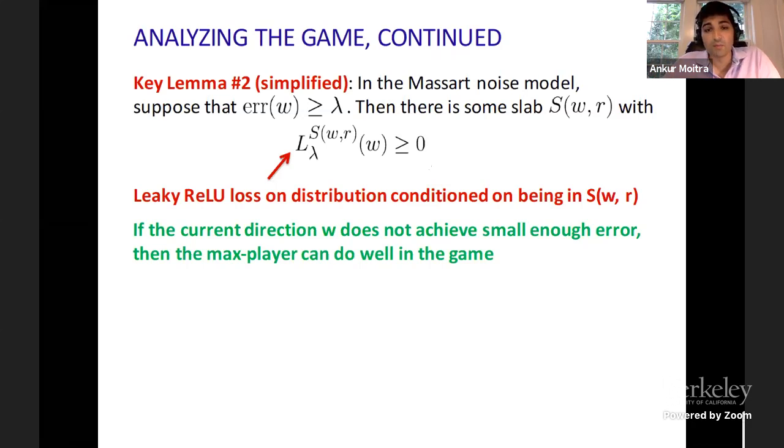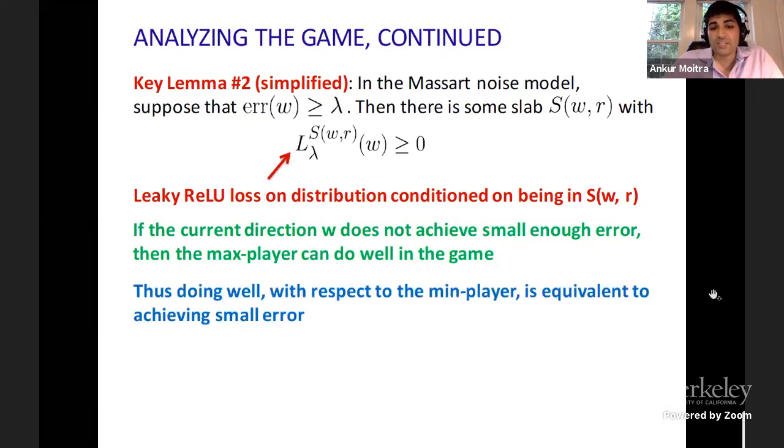So what does this mean if we can prove this key lemma? Well, it means that if the current direction W does not get small enough error, then the max player can do well in the game because he can find a slab along the current direction W in which the leaky ReLU loss restricted to that slab is larger than it should be. And so the converse is that if we're doing well with respect to the min player, that's actually equivalent to achieving small error. That's the thing that we actually care about for our learning problem.